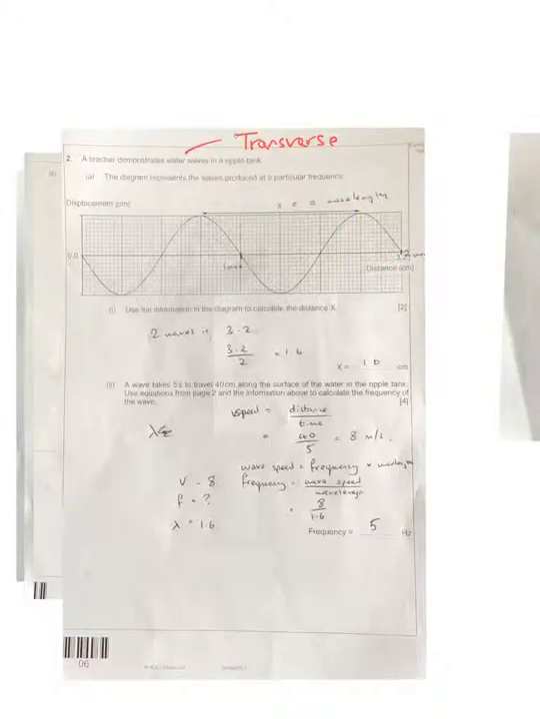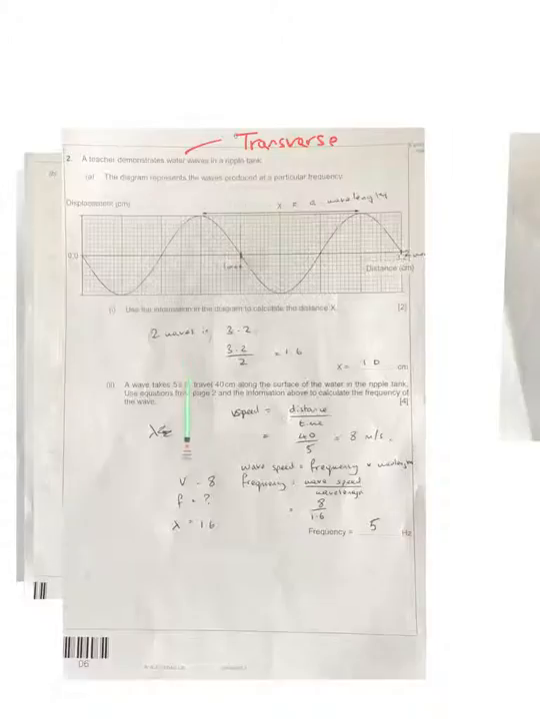Now, use the information in the diagram to calculate the distance x. So I know it's one wavelength, but I don't have any values on. So I'm going to start here, and I notice I've got two wavelengths, and that's in a distance of 3.2. So if I do 3.2 over 2, it's going to give me 1.6.